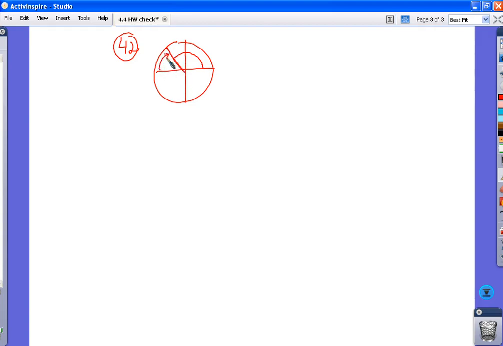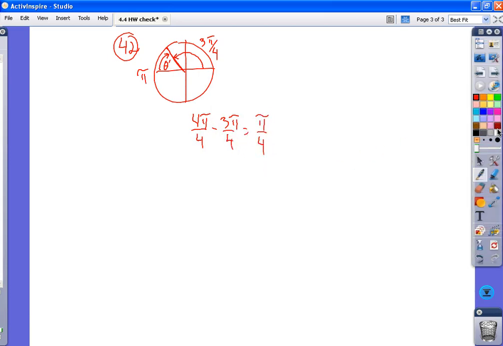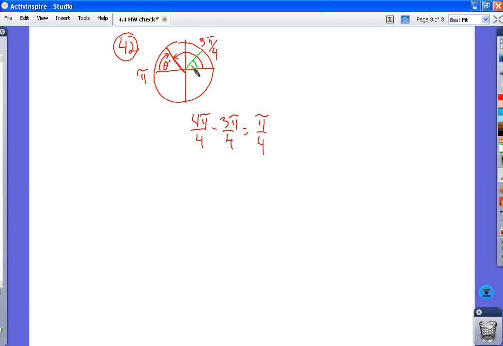We want this angle right here. How are we going to find that angle? 4π/4, right? Because this is π. So if we say 4π/4 minus 3π/4, we get π/4. So theta prime is this right here. Notice they're mirror images of each other across the y-axis.